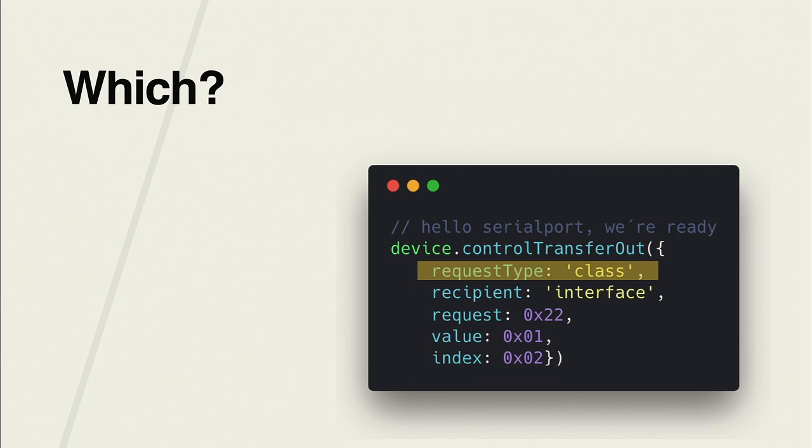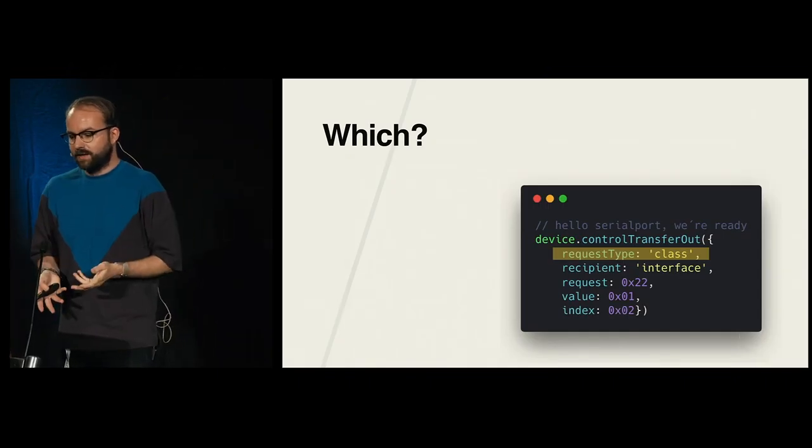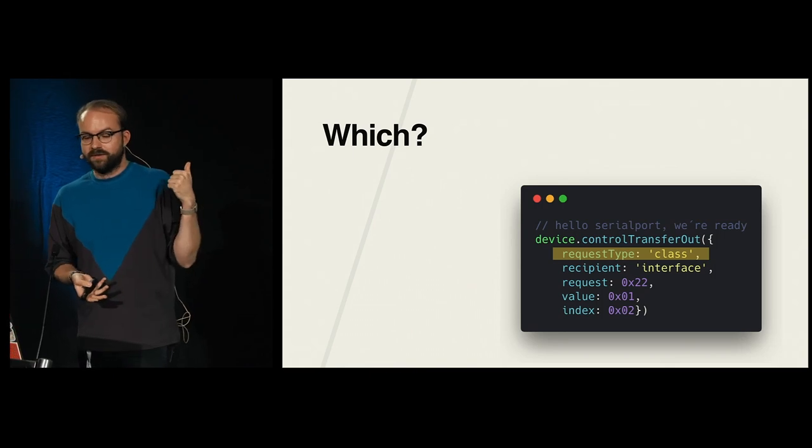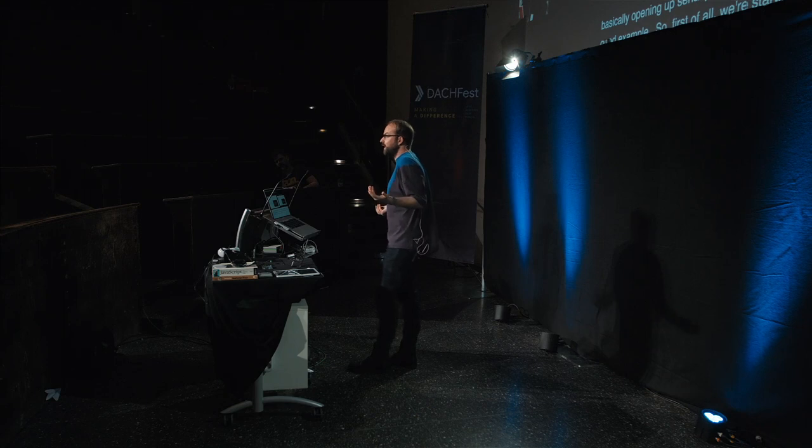So I think that's a good example. First of all, we're starting with the "which", so which type of command we're sending. USB has a couple of standard commands and command types, like the class we're using here, that enable hardware to determine what it should do with our data.